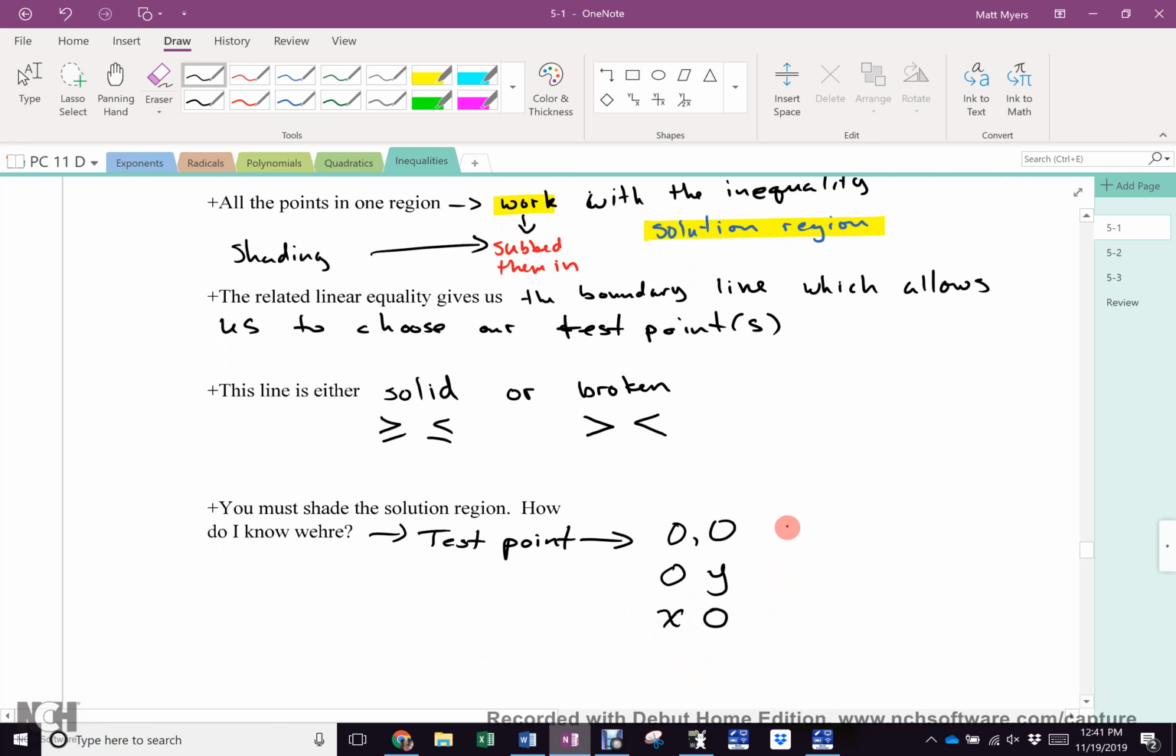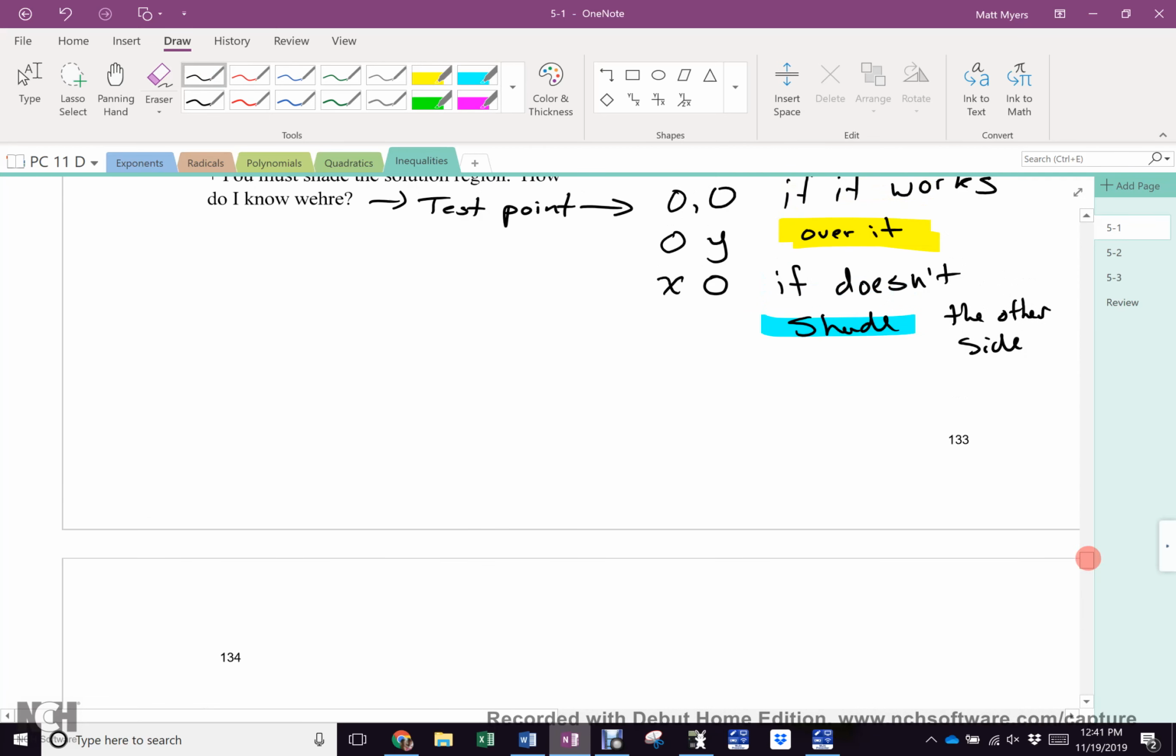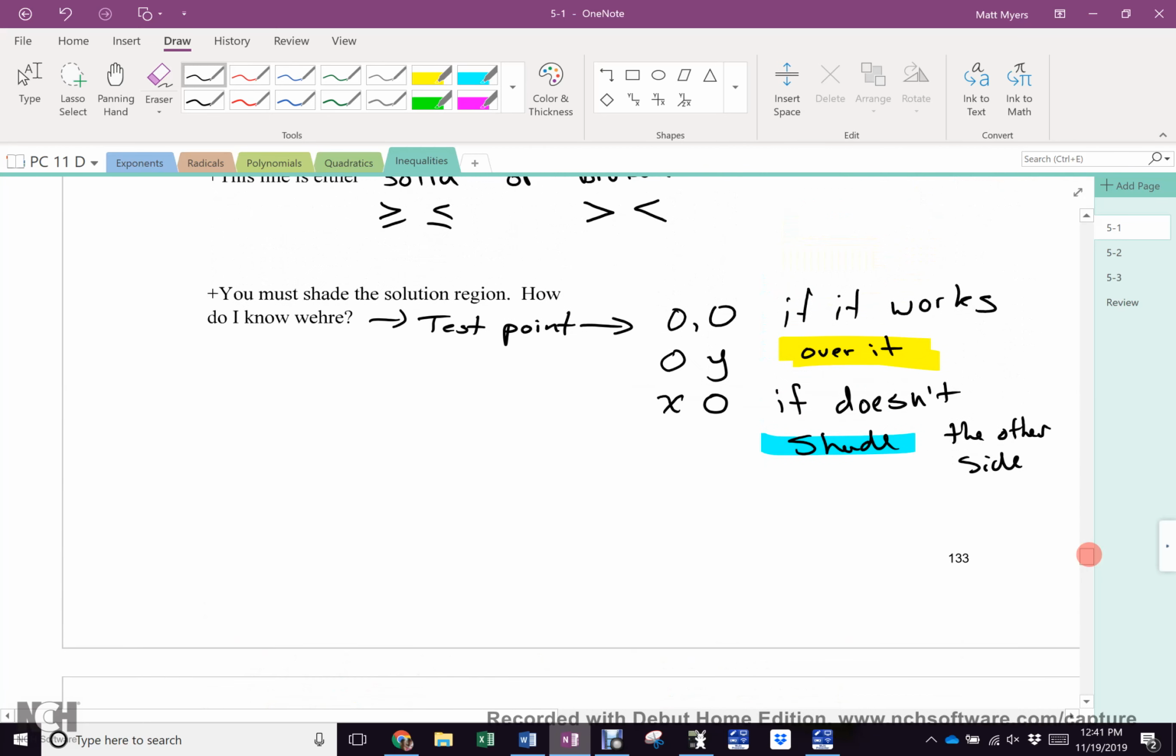Then I sub it in. If it works, I shade over it. If it doesn't, I shade the other side. Everybody cool? All right, you've got the rest of the period to work.